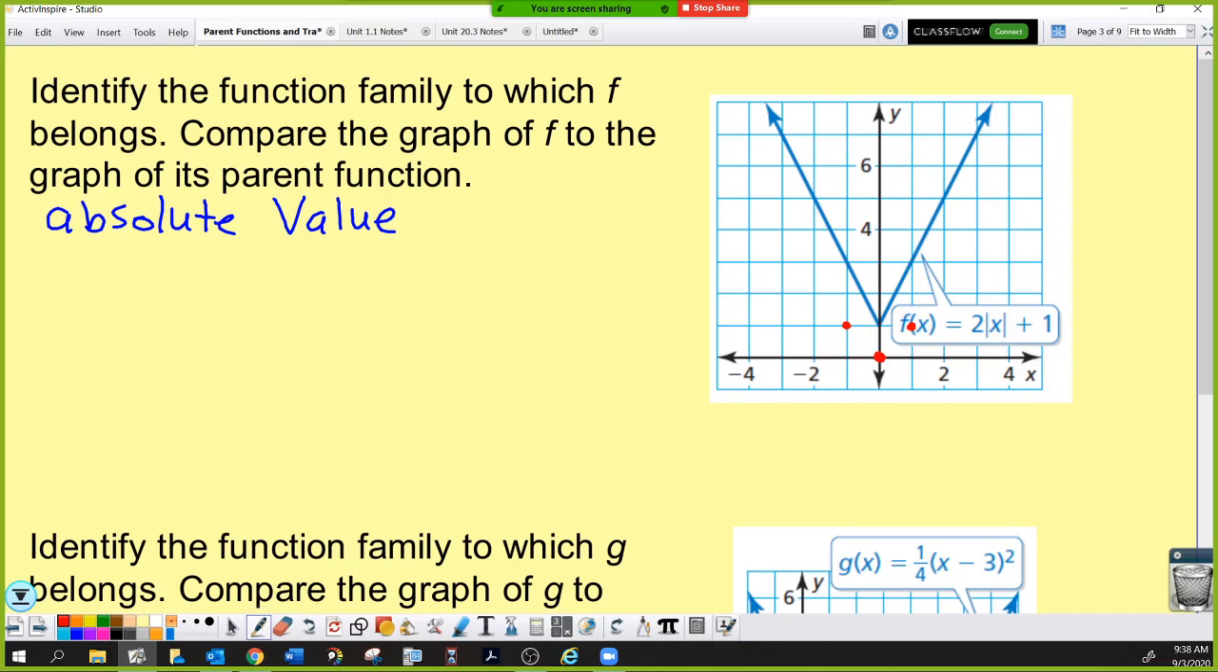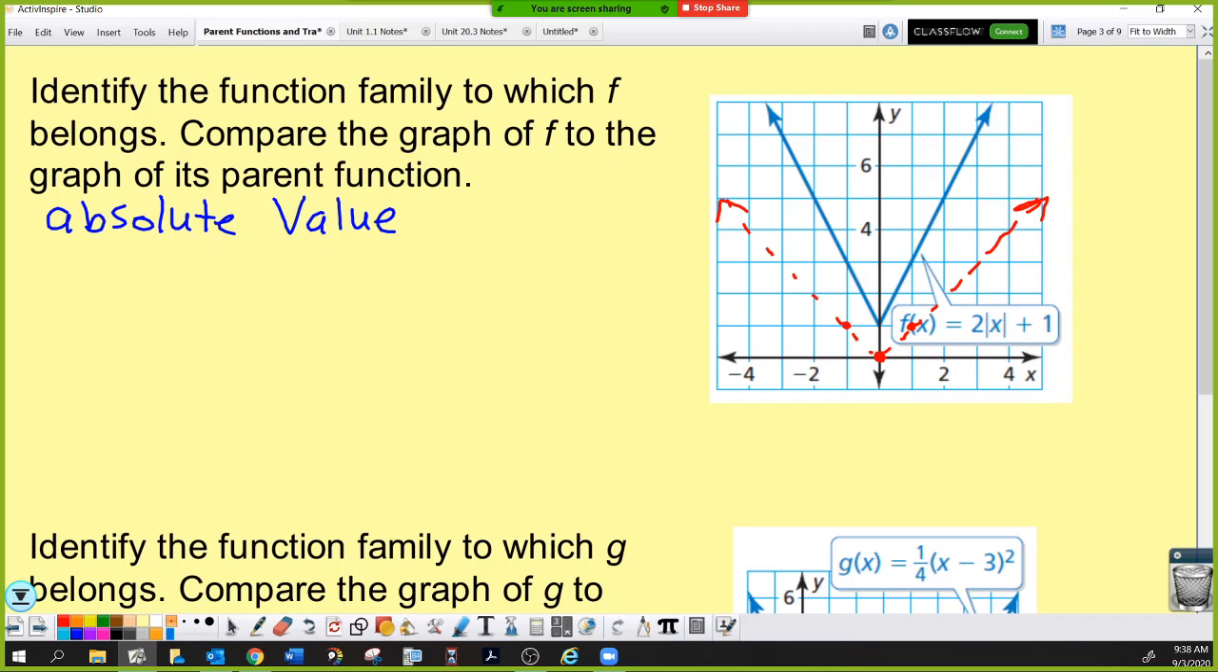Now, I'm using a different color for this. If you're doing your homework in another color, awesome. You don't want to do your homework or your notes in another color? Then use dotted lines for the parent function. There. So I'll do both.